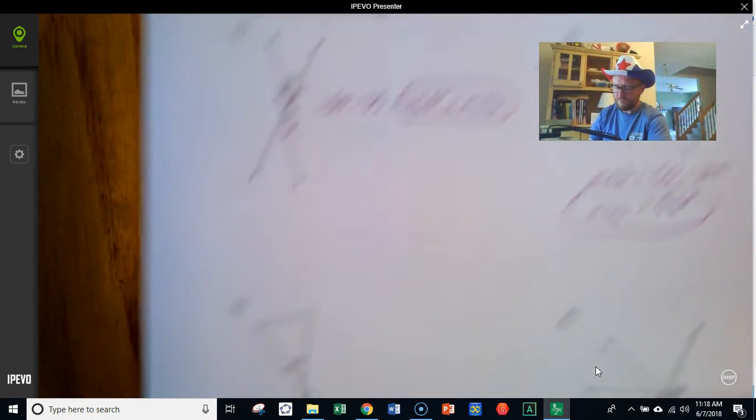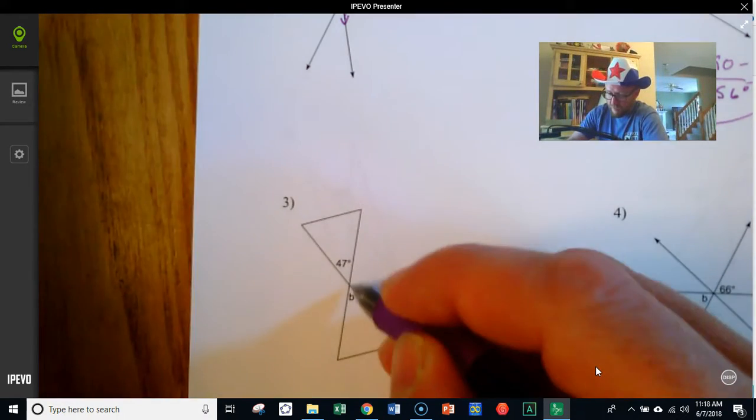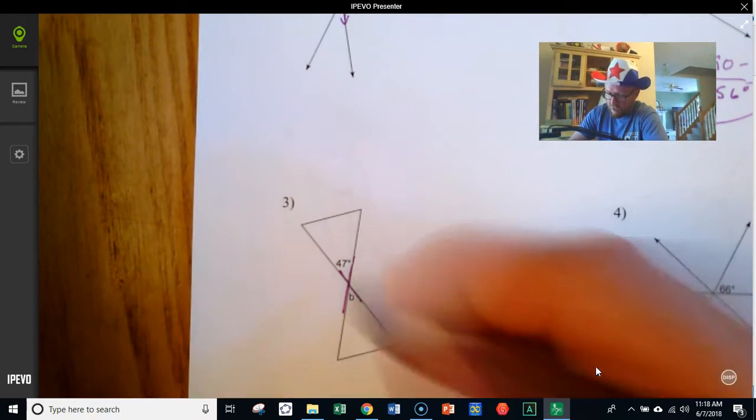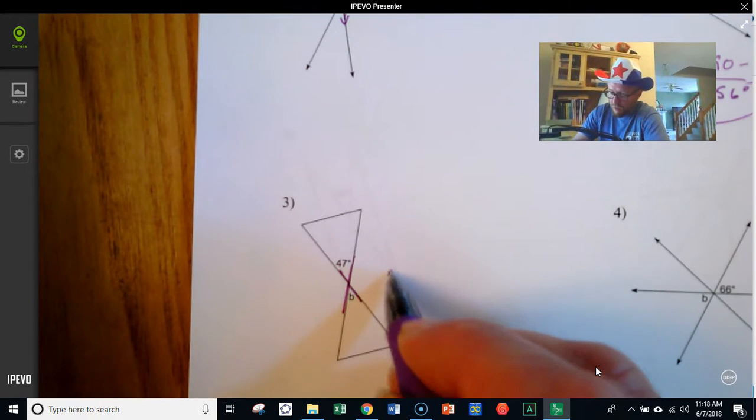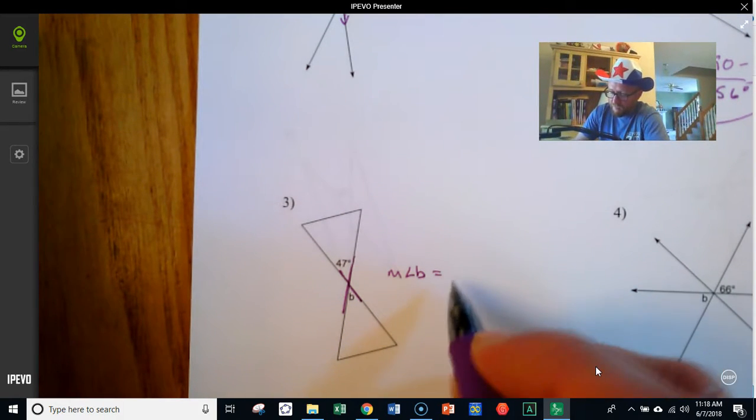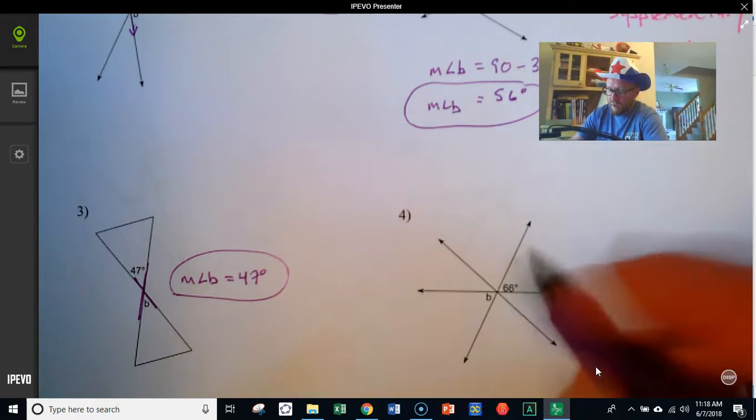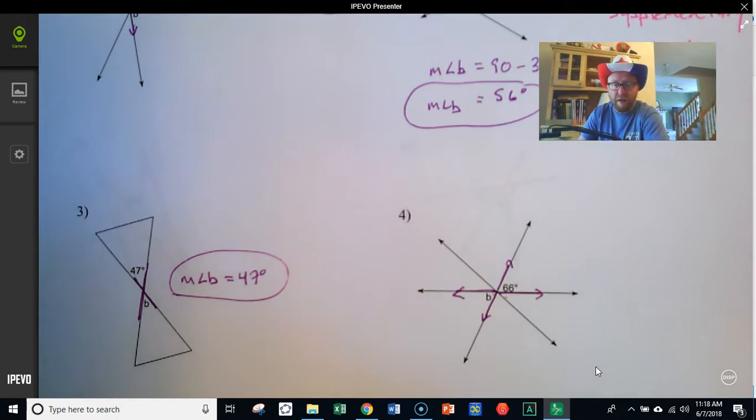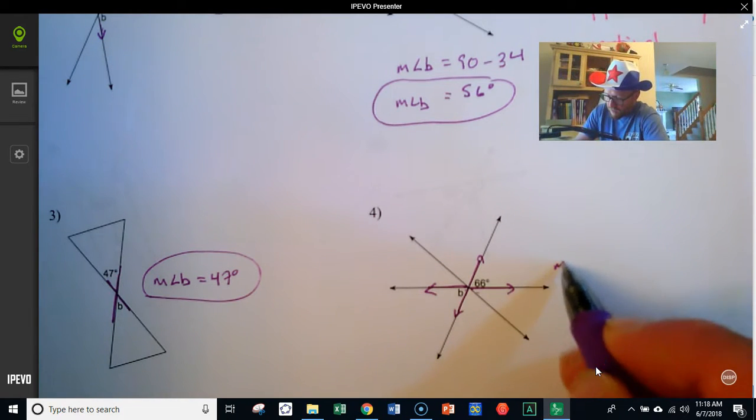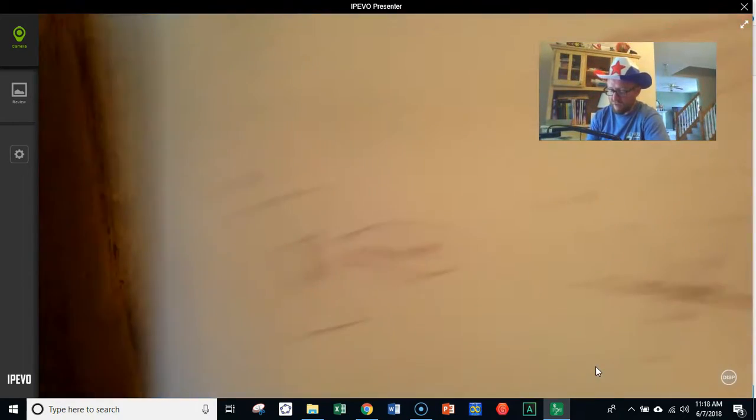Okay. Down here, we've got that these are vertical angles. There's this X shape in the middle, right across from each other. So angle B is the same as the angle across from it. So the measure of angle B equals 47 degrees. There's nothing to do there. Here, same deal. You can see how the sides of angle B and the sides of this other angle make this X shape. So the measure of angle B is the same as the measure of the angle across from it. They're vertical angles. So the measure of angle B is 66 degrees.